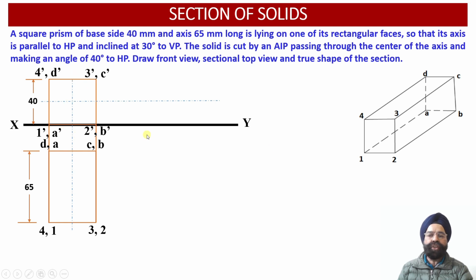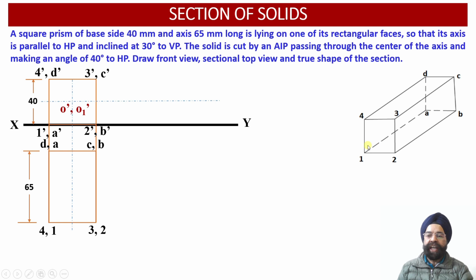Similarly, in the front view also, we'll have the midpoints of the edges 1 and 4, and 3 and 2. So these 2 points will also be located over here. Here we are able to obtain the midpoints O dash and O1 dash. O dash corresponds to the axis point of the rear face of the solid, whereas O1 dash, that is O1, refers to the axis point of the front face of the solid.